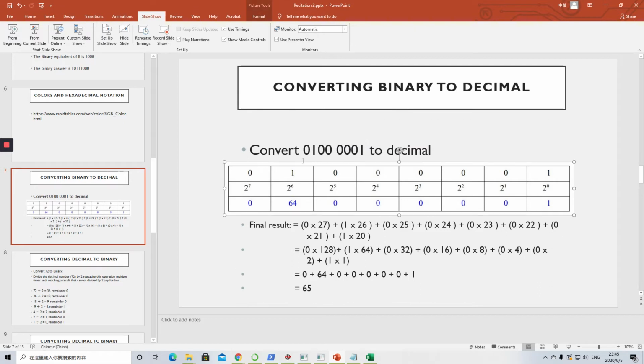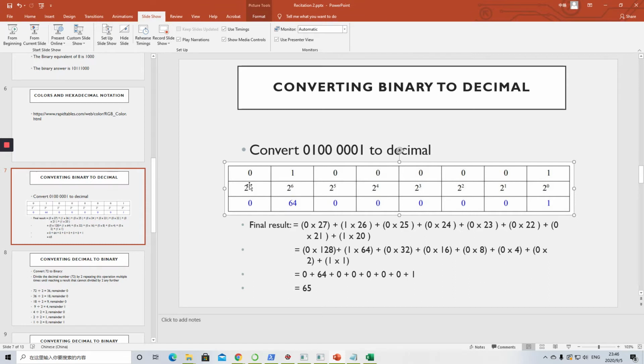Look at this table: 0100 0001. From the right to the left, we assign values because we need to convert binary to decimal. We assign 2 to the power of 0, 2 to the power of 1, 2 to the power of 2, all the way to 2 to the power of 7, because there are 8 digits and we start from 0 on the right. So the leftmost one is going to be 2 to the power of 7.